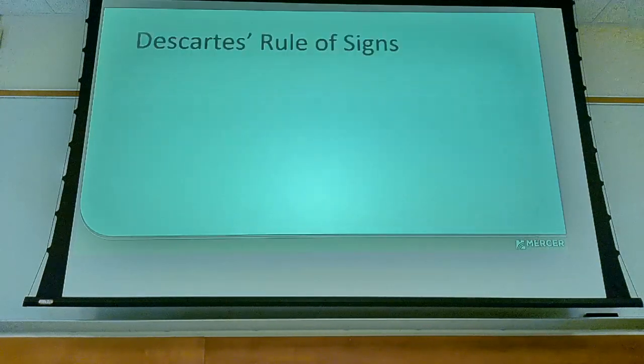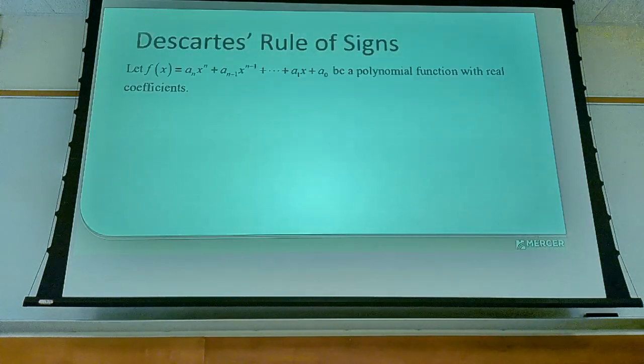Last one, we'll be using Descartes' rule of signs. This is going to tell us the number of possible positive and negative zeros we have. And when we talk about positive and negative, we only refer to real numbers. Complex numbers don't fall into that category.